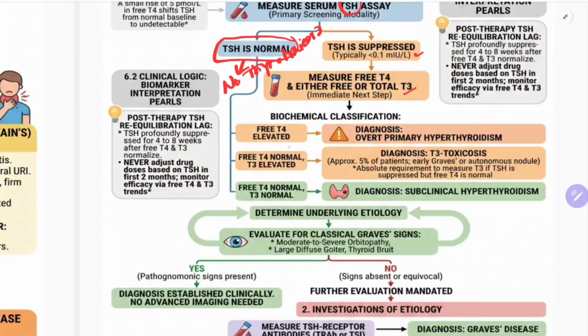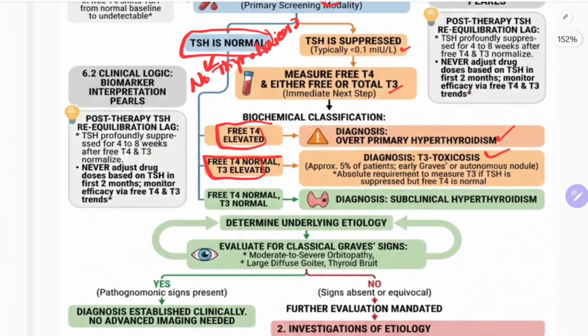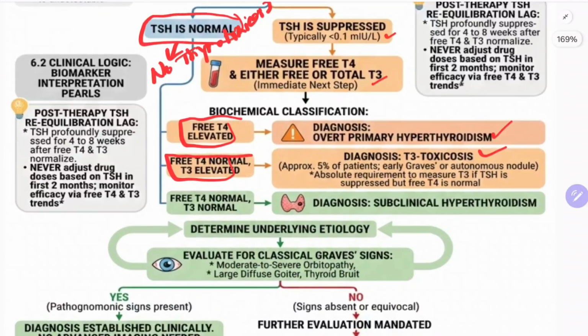Okay. Now, if free T4 is elevated, then the diagnosis is overt primary hyperthyroidism, maybe due to Graves' disease or TMNG or toxic nodular disease. The diagnosis is overt primary hyperthyroidism. If free T4 is normal but T3 is elevated, then the diagnosis is T3 toxicosis. Approximately 5% of patients in early Graves' disease or autonomous nodule will have T3 toxicosis in the early stage of Graves' disease or early stages of autonomous toxic nodule.